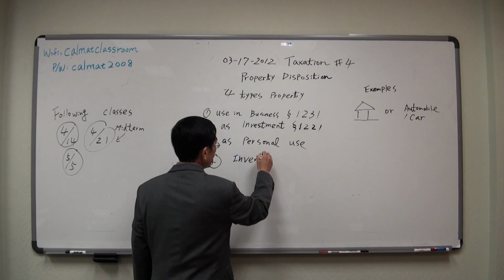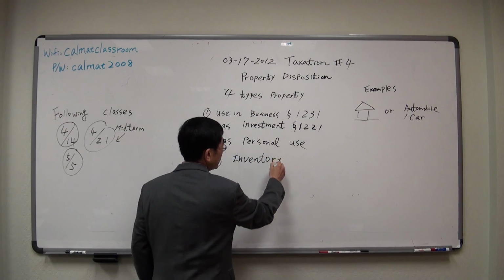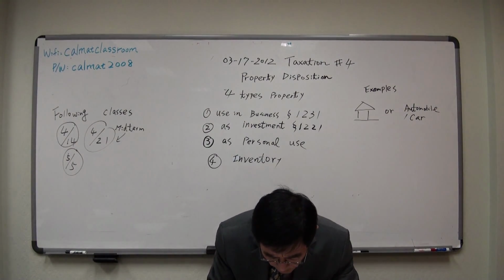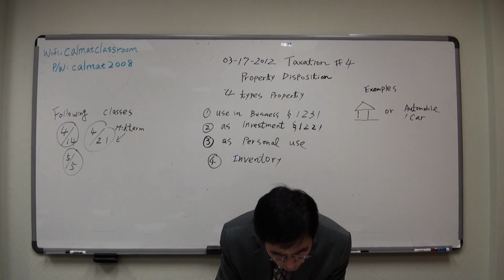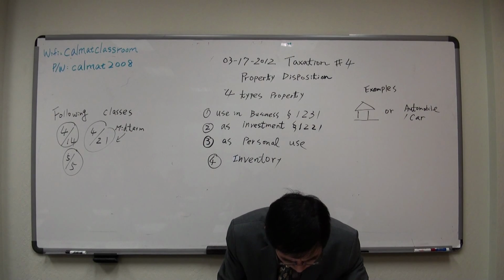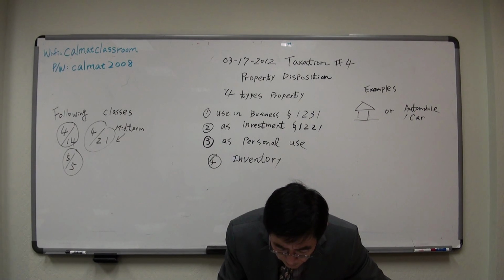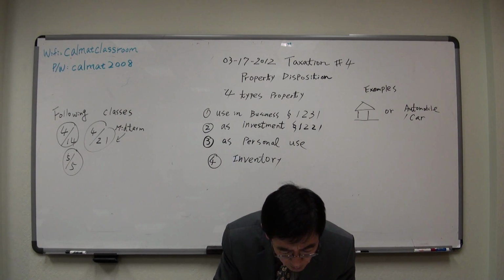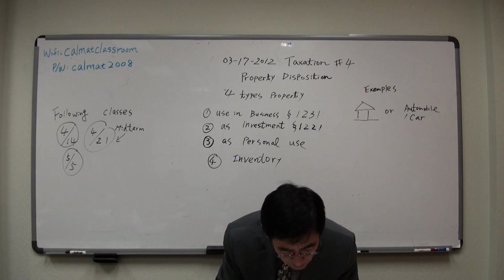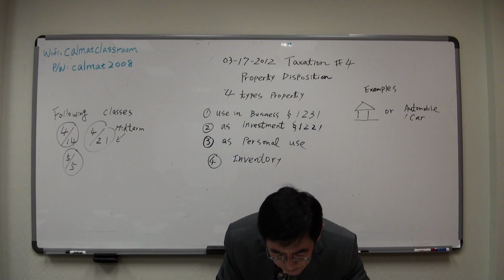I believe there's one text section for this. Anybody can find me for that? Inventory. This is a very important section. Okay. Inventory. This is ordinary assets. Let me see. Ordinary assets. Okay, this is on page 287.